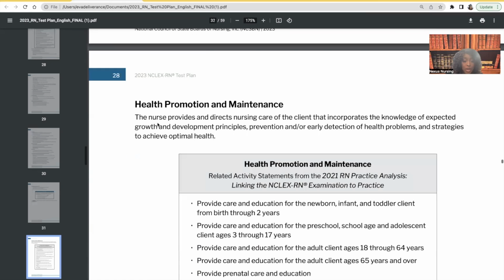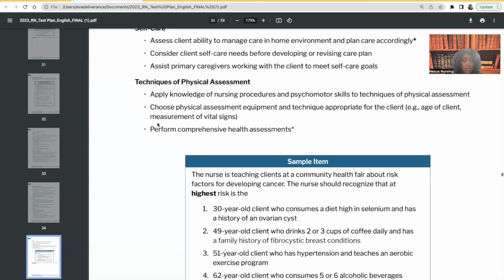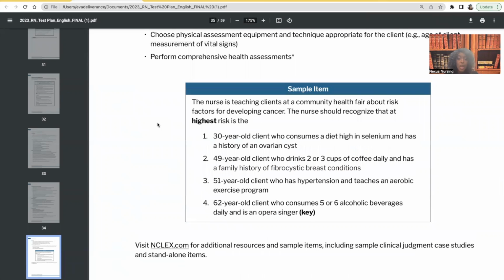Next, we're going to jump to page 31. Here we go. The nurse is teaching clients at a community health fair about risk factors for developing cancer. The nurse should recognize that at highest risk is 1, a 30-year-old who consumes a diet high in selenium and has a history of ovarian cysts. 2, a 49-year-old client who drinks 2 to 3 cups of coffee daily and has a history of fibrocystic breast conditions. 3, a 51-year-old who has hypertension and teaches an aerobic exercise program. 4, a 62-year-old client who consumes 5 to 6 alcoholic beverages daily and is an opera singer. And you guys see it's 4.